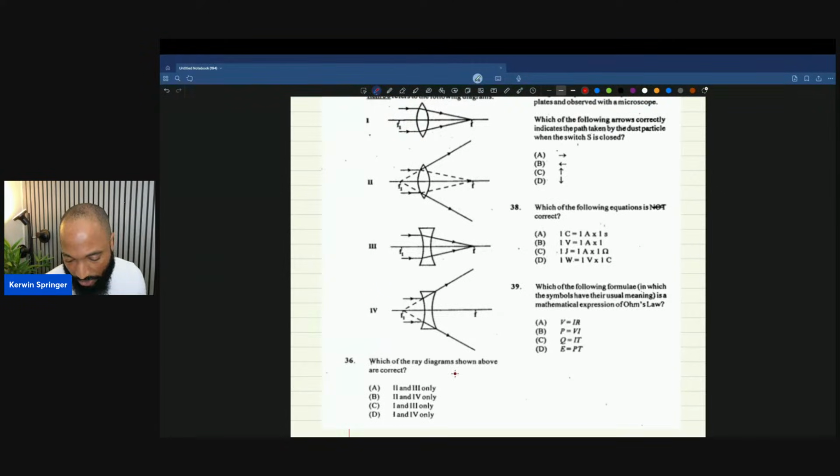Which of the ray diagrams shown above are correct? So how this thing diverging, and how you converging? So you're supposed to diverge and you're supposed to converge. Great. We cooking. So 1 and 4. 1 and 4 only. D. Great.